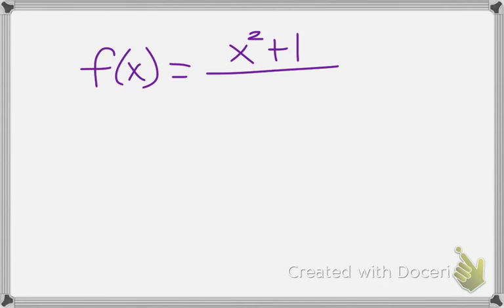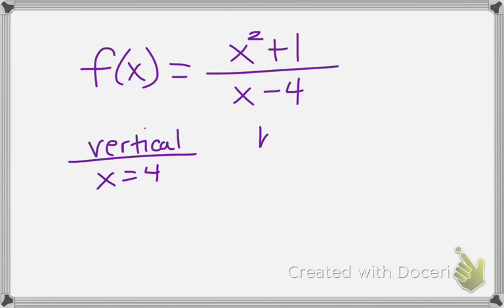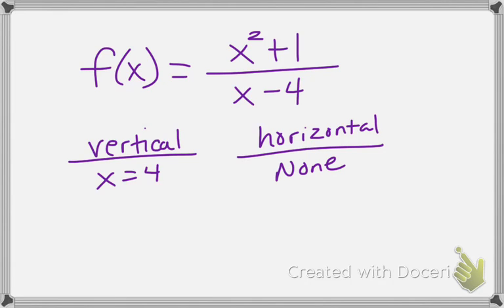Let's do one that has none really quickly. So let's do f of x is equal to x squared plus 1 over x minus 4. What's the vertical? X equals 4. Vertical would be x equals 4. Horizontal would be none, because your higher degree is in the numerator. Okay?